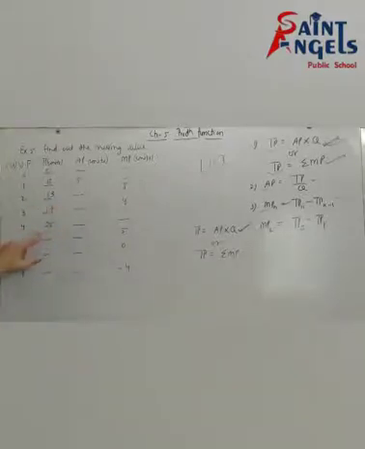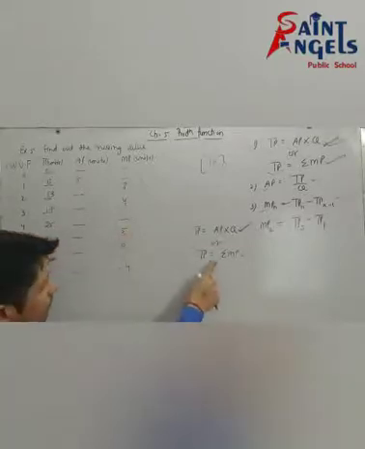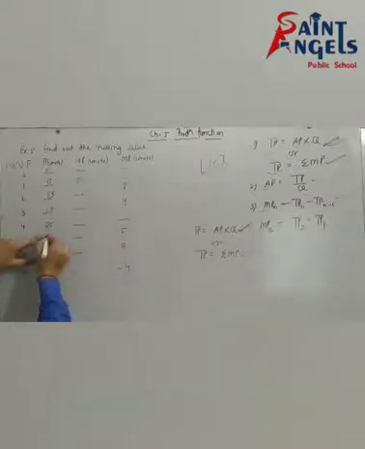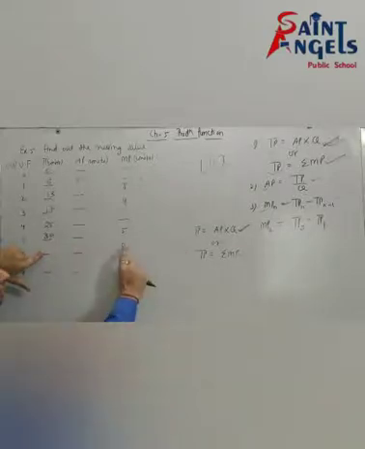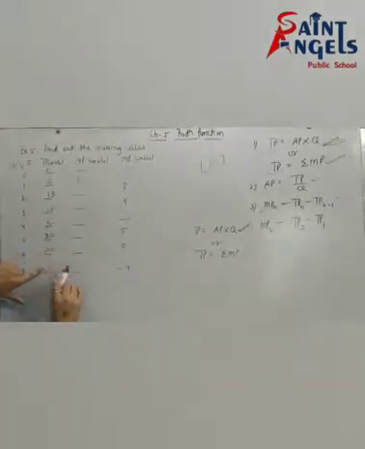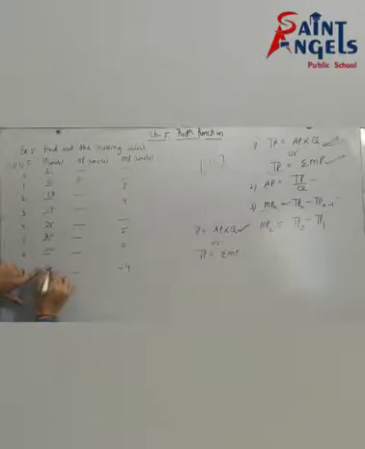The next value is given. For next value, see, again value of AP is not given, but value of MP is given. We will use this formula. So we will add this value with this value. See, 30. I hope it is clear. Again for next, see, again value of AP is not given, but value of MP is given. So we will use this formula. 30. For next, again we will use this formula, means 26.